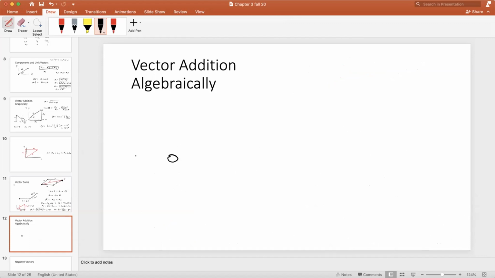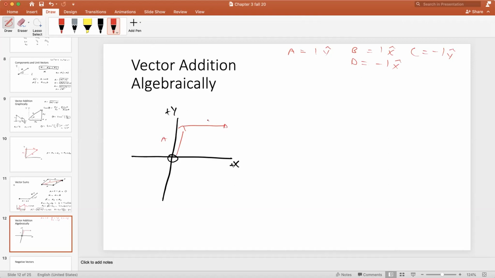something really important, okay? So this is my origin, this is positive y, and this is positive x, right? So let's say that A is 1 in the y hat direction, and B is 1 in the x hat direction, and C is -1 in the y hat direction, and D is -1 in the x hat direction. So this will be A, I go up 1, B is going to the right 1, C is going down 1, and D is going back to the origin 1.